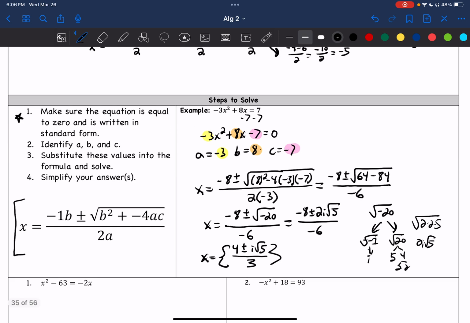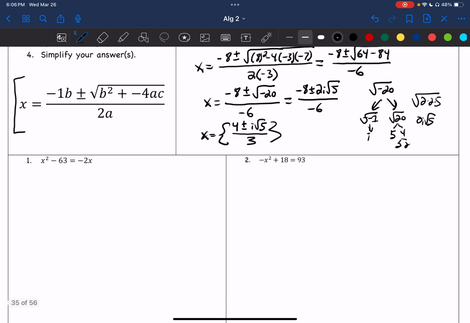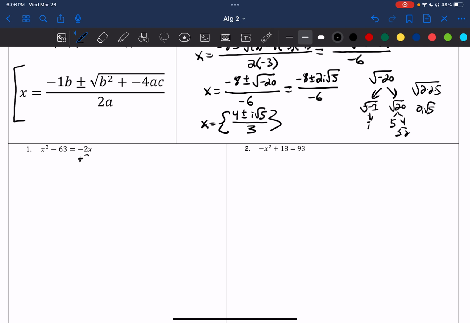All right. So now we're going to want to get this one in standard form. What we're going to want to do is add 2x to either side. Remember, we can't combine like terms here. We can't combine x squared with 2x or 63 with 2x. So we're just going to write it x squared plus 2x minus 63 is equal to 0.